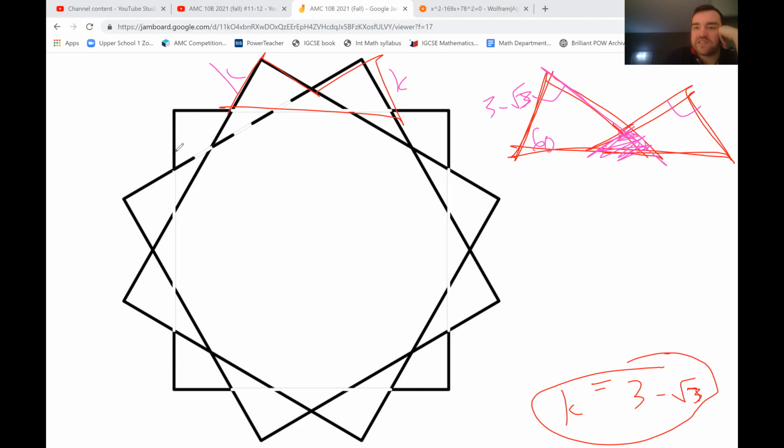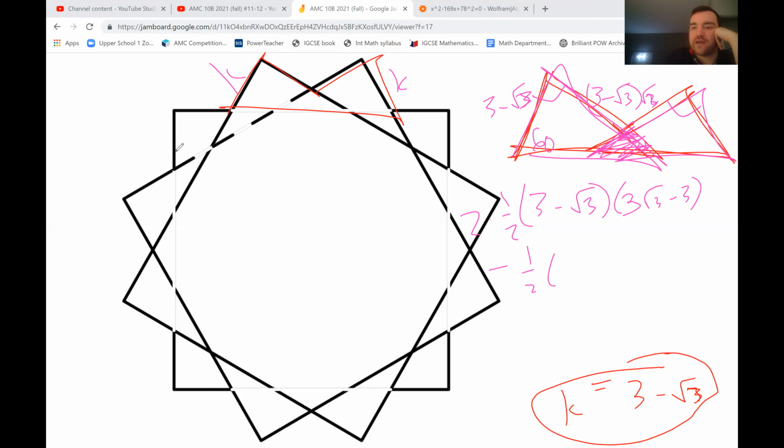60, right? So this angle is 60, which means that this is 3 minus root 3 times square root of 3, which is 3 root 3 minus 3. So it's 3 minus root 3 times 3 root 3 minus 3, times a half, right? Remember, we're multiplying it by 2 because we have 2 of that triangle. So times 2 minus 1/2, and then I just need the area of this.